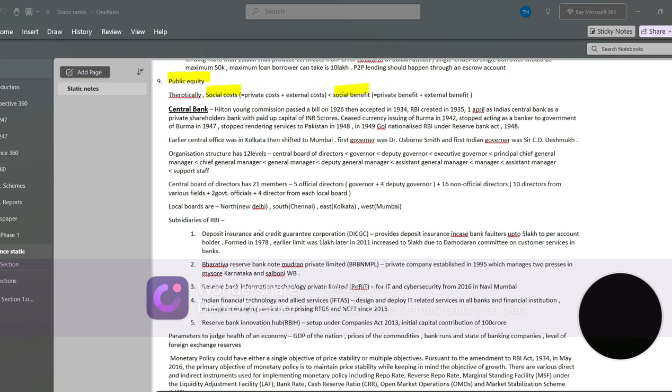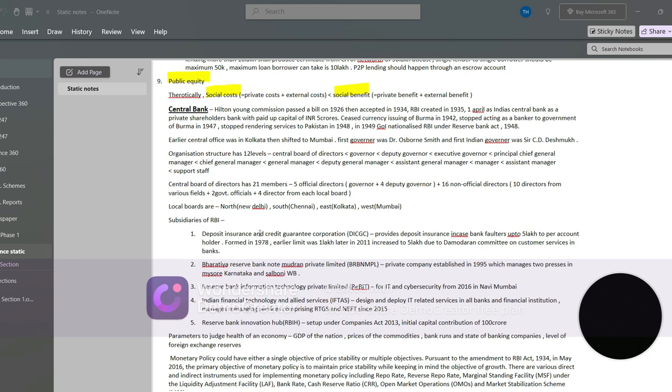Now, the starting of RBI happened due to the Hilton Young Commission's recommendation, and then they passed a bill. It was passed in 1926, and then that bill was accepted in 1934, and then RBI was created in 1935. It started functioning as India's central bank on 1st April 1935. It was first India's private shareholders bank with paid up capital of INR 5 crores.